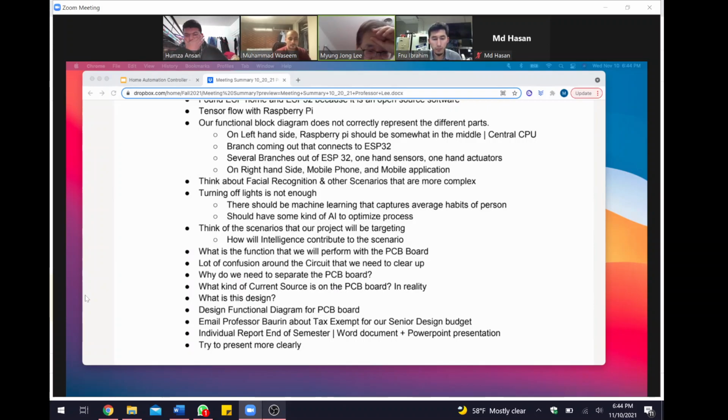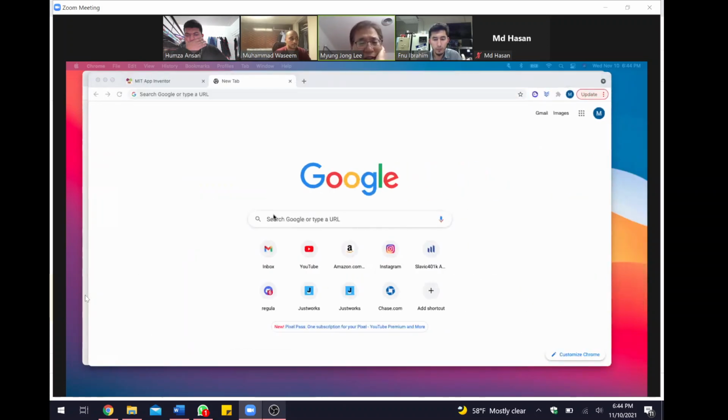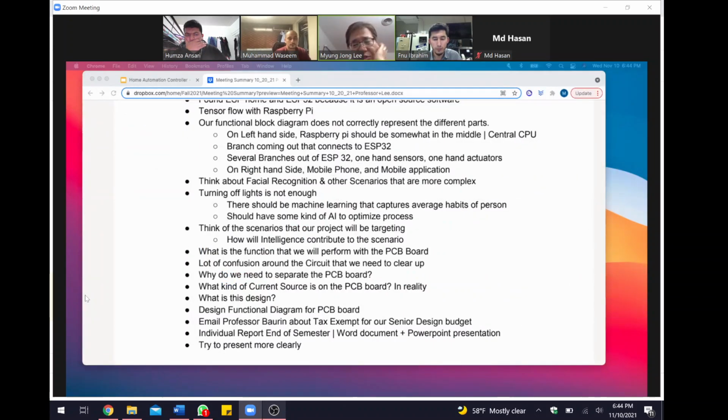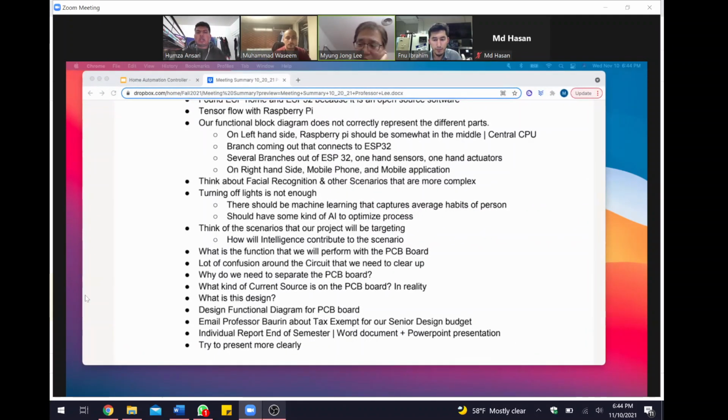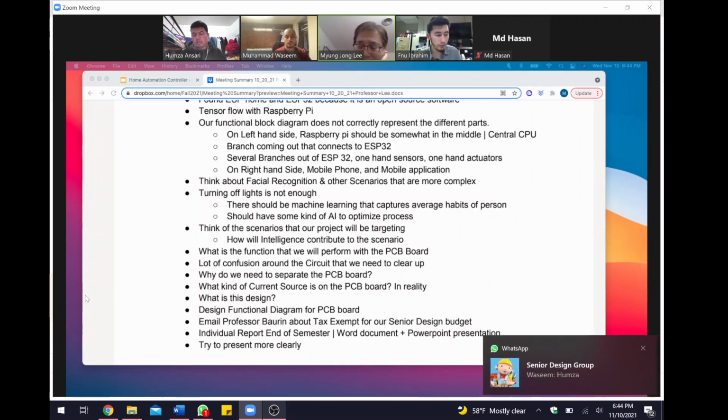Think of the scenario that our project will be targeting. Turning off the light is not enough. Think about the facial. I think good. Except for the functional diagram, try to redraw it as you said. Just send it to me. I'll keep in touch with you; you don't need to wait the next 2 weeks. And also, like I said, I'd like to see these individual components working by the end of the semester. By the end of this semester? Yeah.